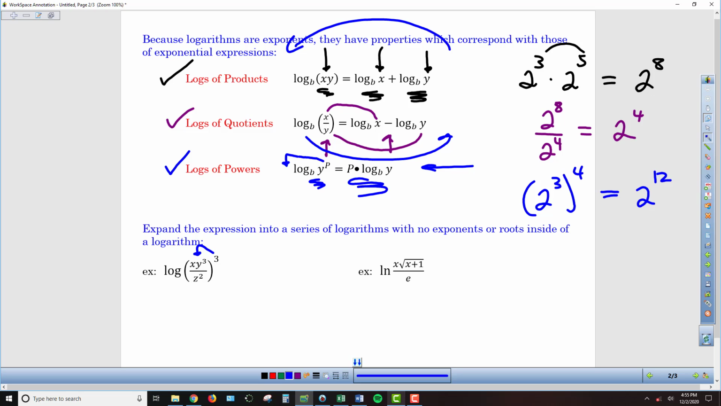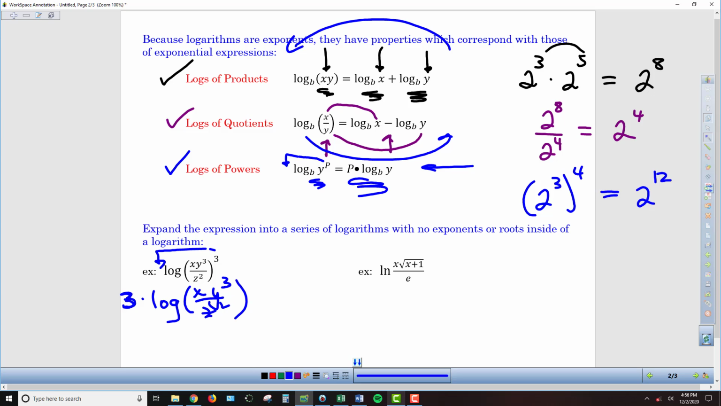I'm going to use my log of powers instead, and I'm going to move this 3 to the front to get me started. So I have 3 times the log of x y cubed over z squared. So now I'm going to split up this logarithm that has a product and a quotient in it into three separate logarithms, one involving x, one involving y, and one involving z.